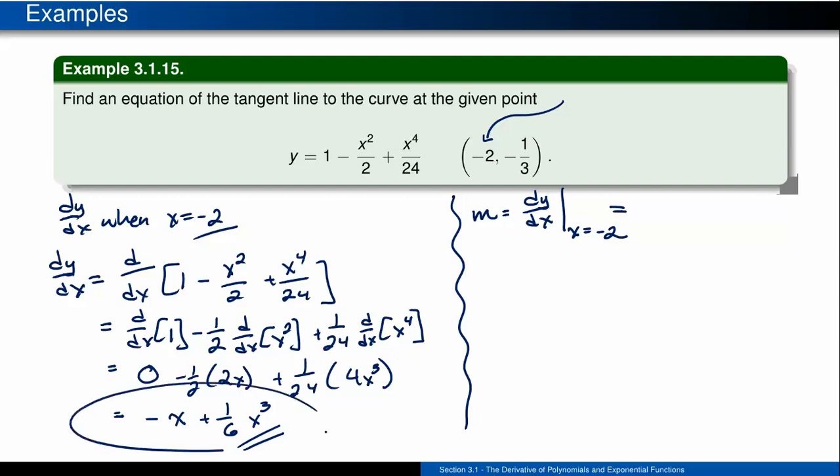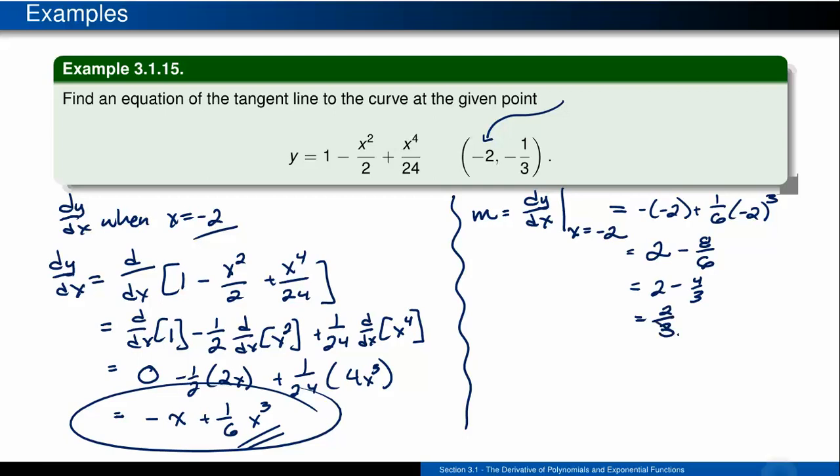Okay, plugging -2 into my derivative is going to give me a negative with a -2, and then a plus 1/6 with a -2 cubed. The double negative is going to give me a +2, and then I'm going to have a -2 cubed, which is actually a -8, over a 6 in this case. Trying to clean this up, I'm going to have a 2 minus an 8/6. 8/6 is just a 4/3. A 2 is actually viewed as a 6/3, so I'm going to take a 6/3 minus a 4/3, giving me a +2/3. And that's exactly what my slope is going to be in this case.